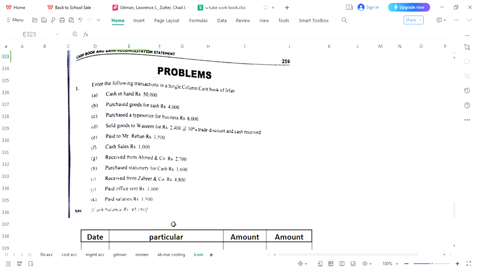Today's target is to solve question number 1. The chapter we are dealing with is cash book, and for the time being we are dividing this question into two parts. You can see that we have an answer over here, the cash balance. Today we will not solve it, we will just generalize.